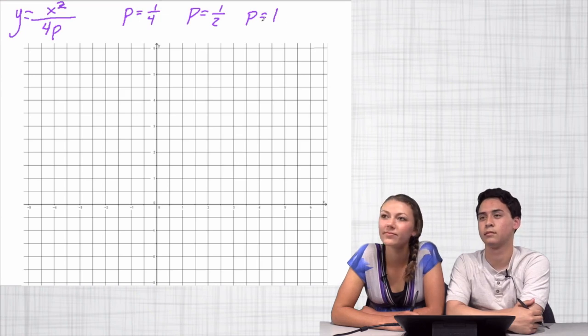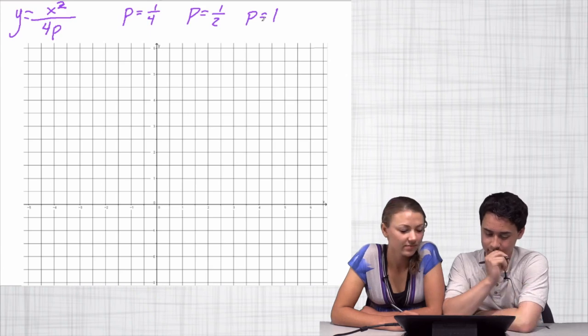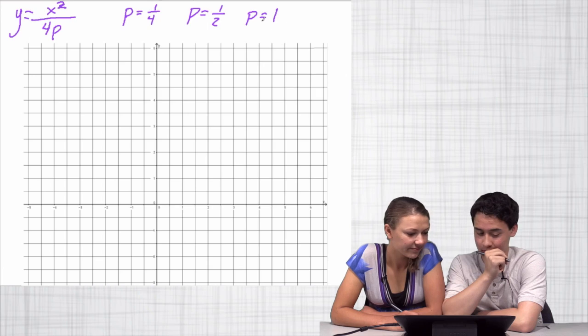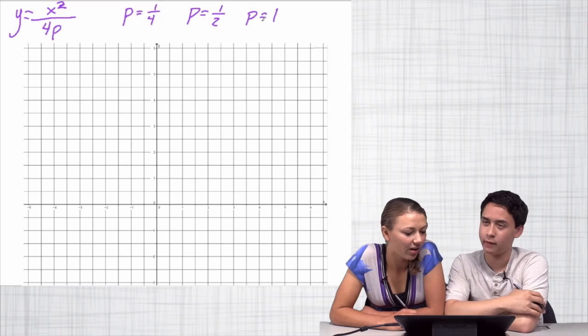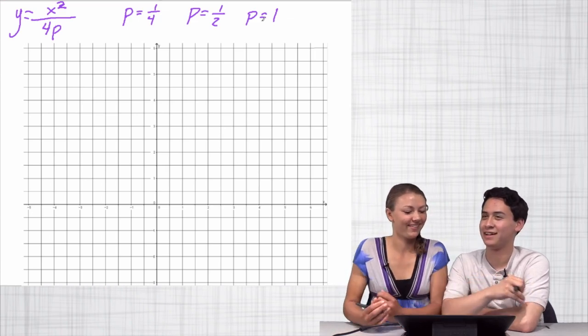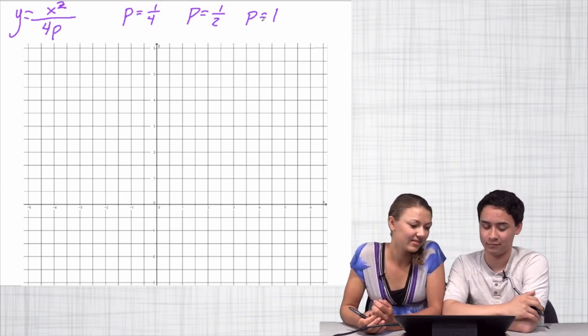Okay, so we're going to start by having you graph the parabola that has a p-value of 1/4. Before you get started, what is its equation? What is the equation of that parabola when p is 1/4? It would be y equals x squared over 1. Why? Because you plug in your p. Yeah. So y equals x squared. Can you write that down?